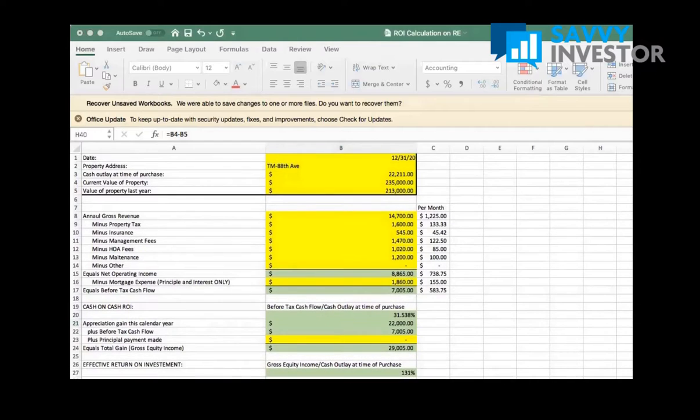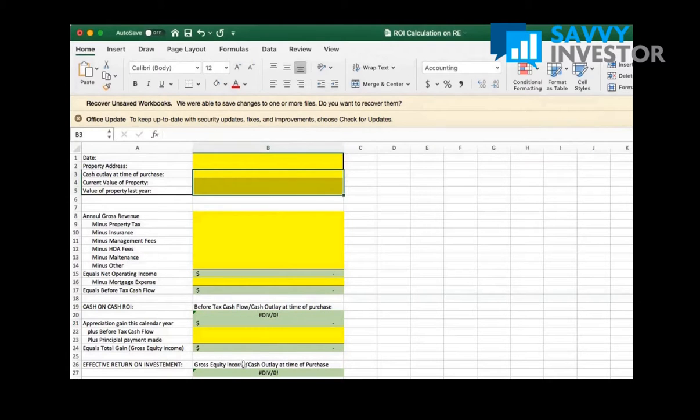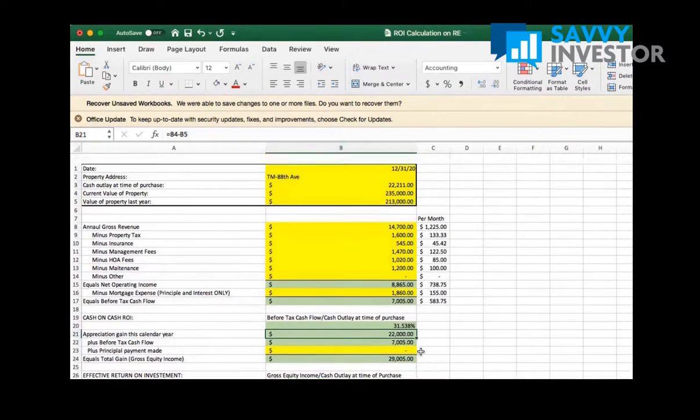By the way, I've made this spreadsheet available on our website. You can click it there on the Savvy Agent or Savvy Investor website next to this video, so you can use this master template. I'll show you what the master template looks like real quickly. You can just fill in your own information, and the formulas will kick out what your rate of return is on those investments. But let's walk through this.